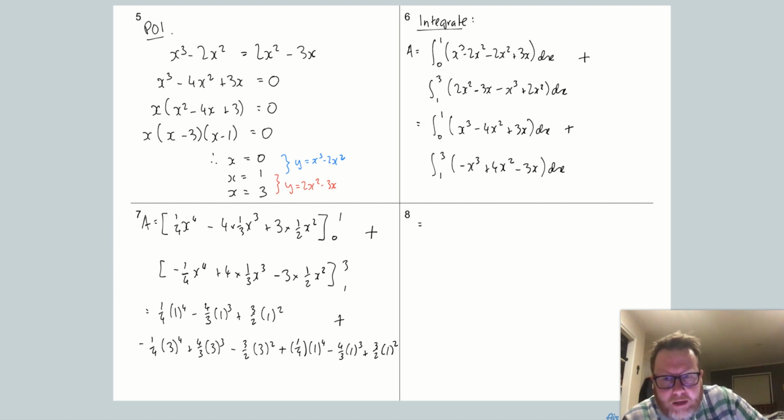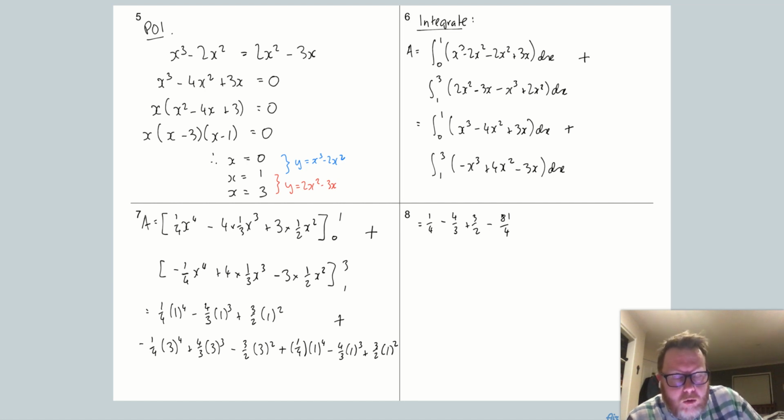So a quarter times 1 to the power of 4 is just a quarter. Minus 4/3, 1 to the power of 3. Plus 3 halves times 1 squared is just 3 halves. So there's a whole bunch of fractions there. Plus minus a quarter. So that's just going to be minus a quarter multiplied by 3 to the power of 4. Well, 3 squared is 9, so 3 to the power of 4 is going to be 81, right? 3 squared times 3 squared. So it's going to be 81 over 4.